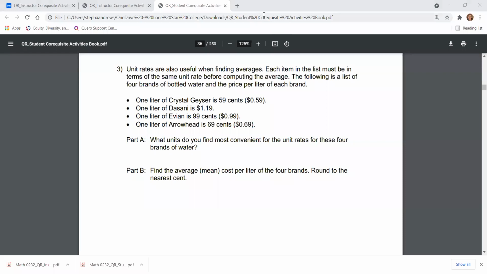So the last thing that we're asked to do in this lesson, let me just read the directions. Unit rates are also useful for when finding averages. So now we're going to combine a couple of concepts, unit rates and our knowledge of how to calculate an average. Each item in the list must be in terms of the same unit rate. So I probably should figure out how to highlight here because this is huge. Each item in the list must be in terms of the same unit rate before computing the average.